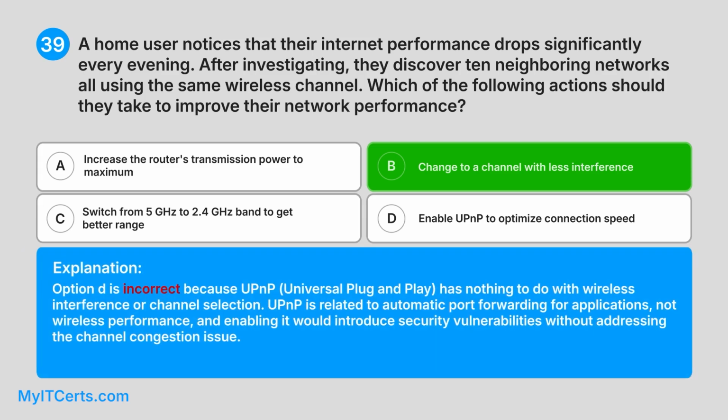Option D, enable UPnP to optimize connection speed, is incorrect because UPnP, Universal Plug and Play, has nothing to do with wireless interference or channel selection. UPnP is related to automatic port forwarding for applications, not wireless performance, and enabling it would introduce security vulnerabilities without addressing the channel congestion issue.